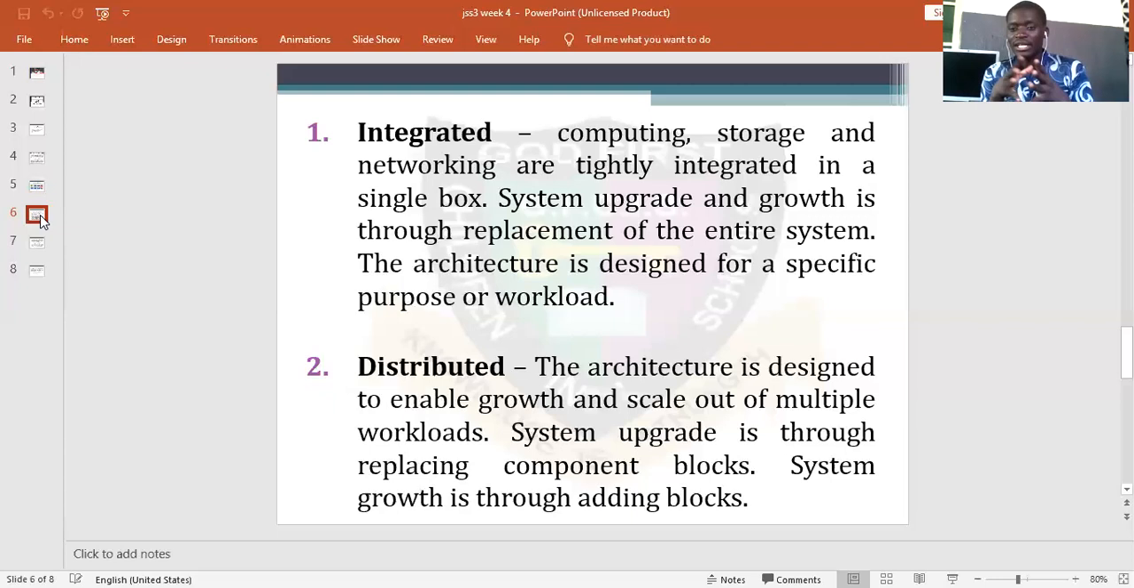Each of the components rather are not joined to work together. That is to say, probably I have a problem with my RAM. I can start to remove the RAM and change. If I have a problem with the processor, I can start to remove and change. If I have a problem with my power, I can go and replace only the power without moving the other components.